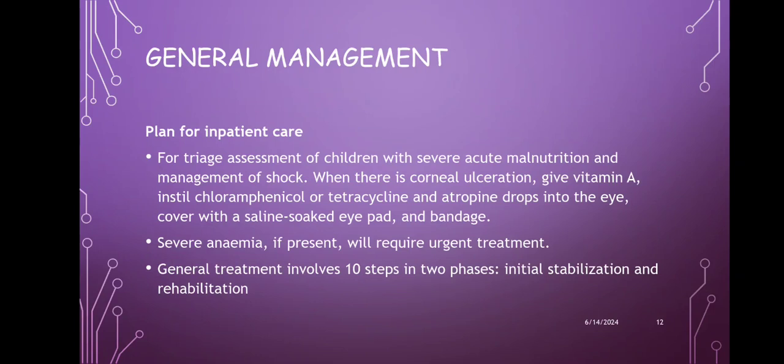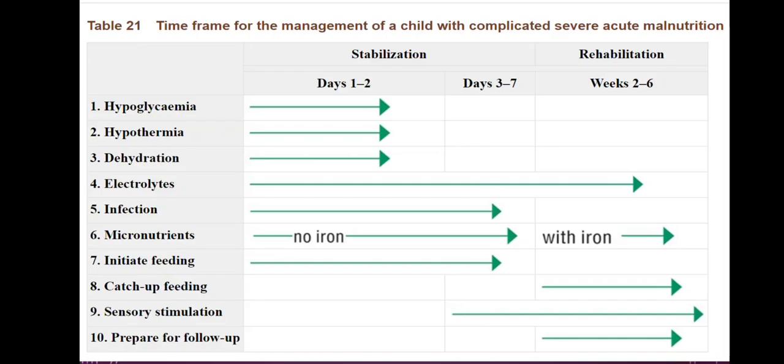So, general treatment of severe acute malnutrition involves 10 steps, which are in two phases, divided into the initial stabilization phase and the rehabilitation phase. So, time frame for management of a child with complicated severe acute malnutrition. There are 10 steps you need to take, and then they've given you the duration on when you need to focus on these steps.